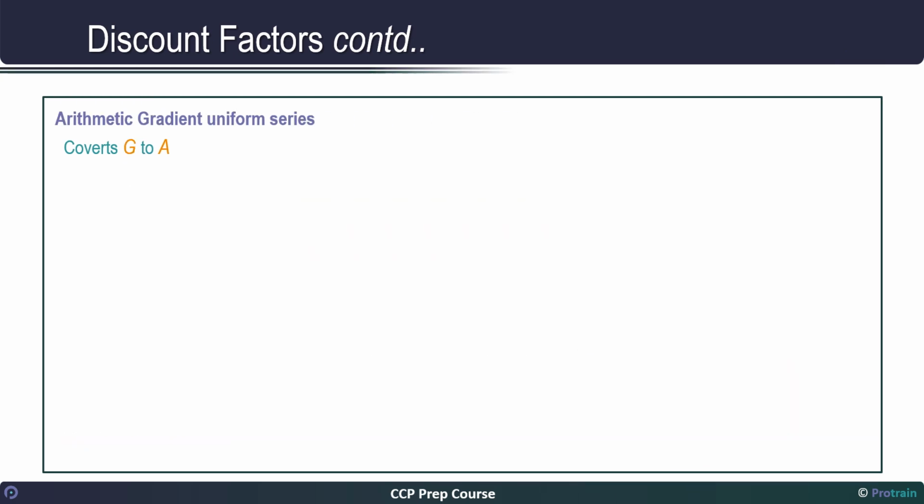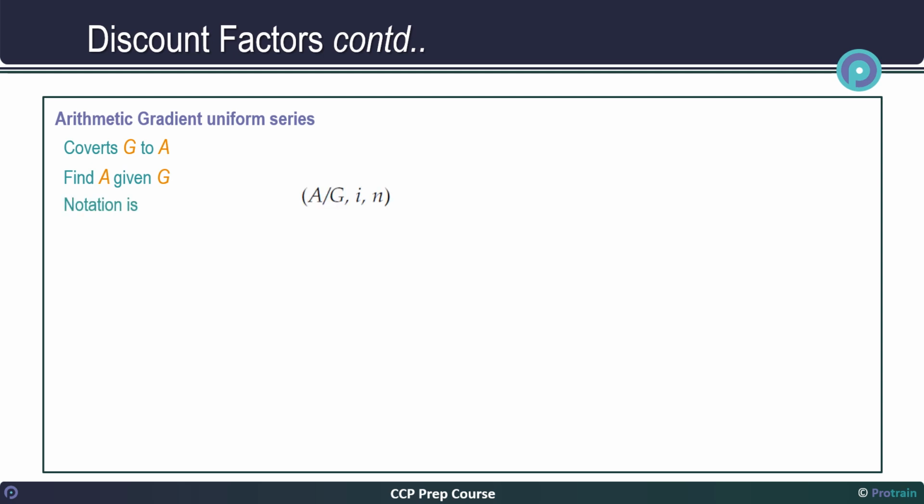Let us review arithmetic gradient uniform series. If you're wondering what is arithmetic gradient, we shall understand in next few seconds. Arithmetic gradient uniform series factor converts arithmetic gradient to annuity or equivalent uniform annual worth. In other words, it helps us find A when G is given. The notation is A by G, I, N.